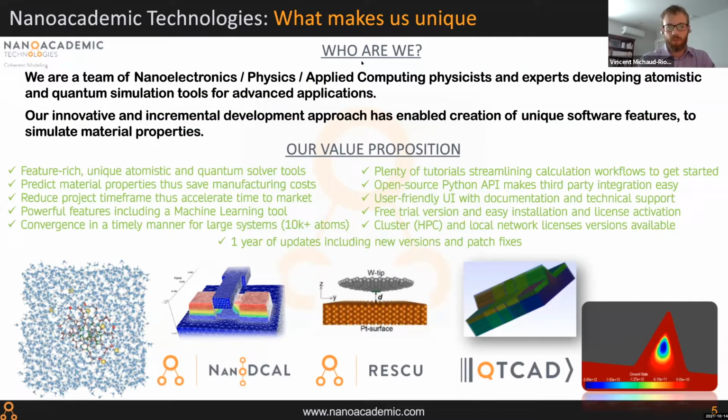So what do we do exactly? We write code that starts from first principles. We try to simulate materials and devices from their atomic structure with the least parameters and user intervention possible, to have the most predictive value possible. I've listed here a few of the products we distribute. NanoDCAL is mostly specialized for device calculation, and RESCU for material research. And we're coming up with a new product called QTCAD, which is also for device characterization, but dealing more with quantum technology applications.